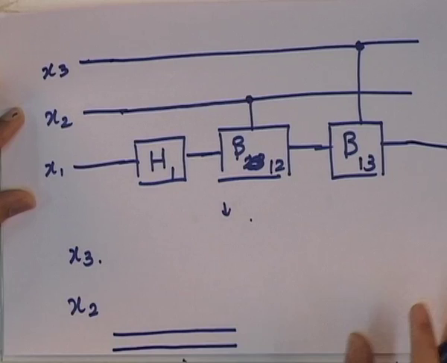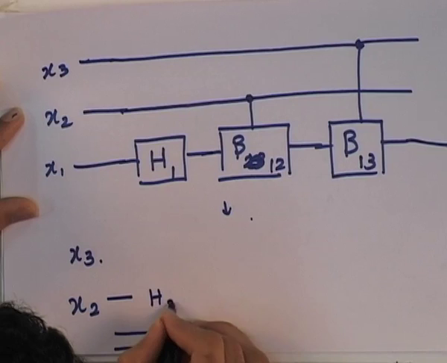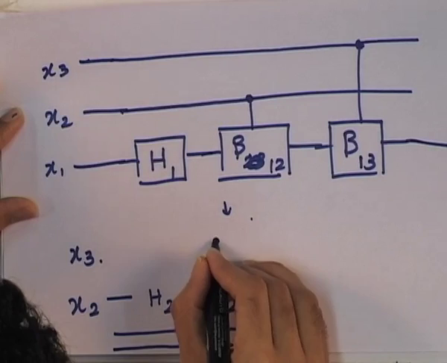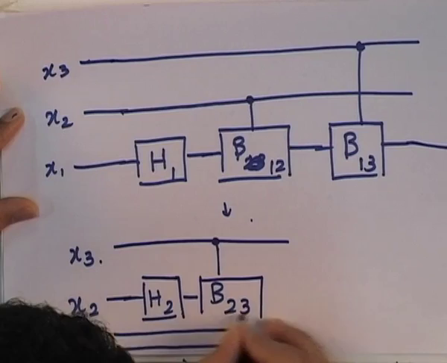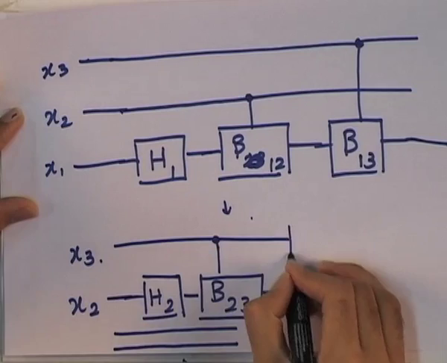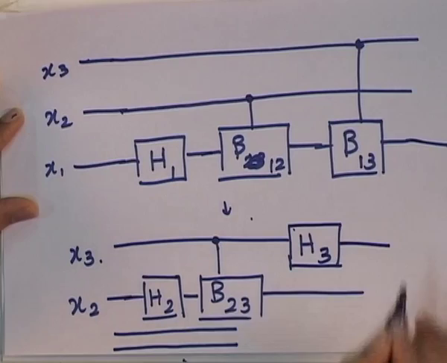So on x2, we have the Hadamard gate and the phase gate. And x2 will continue as it is henceforth. And on x3, the only gate which is applied is H3, the Hadamard gate on the third qubit. So we have these four lines, which are the outputs.